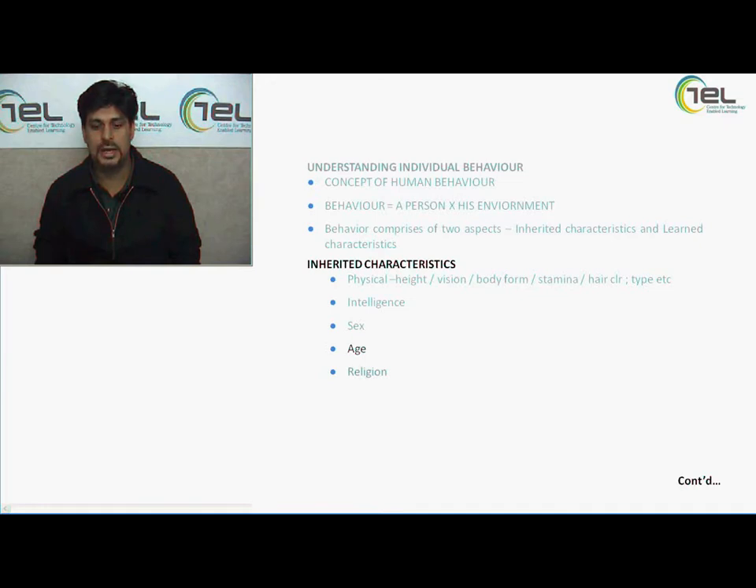We are born into a religion as well, which involves a little bit of a cultural factor simultaneously. In society today, all of us are either born as a Hindu, or a Muslim, or a Christian, and we tend to pick up that culture. So these are what we call inherited characteristics, which definitely have a role to play in our behavior patterns.